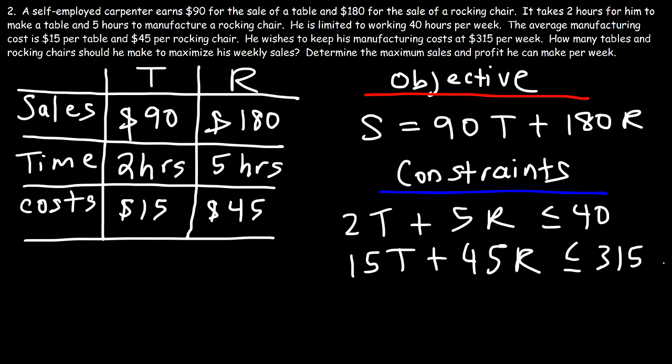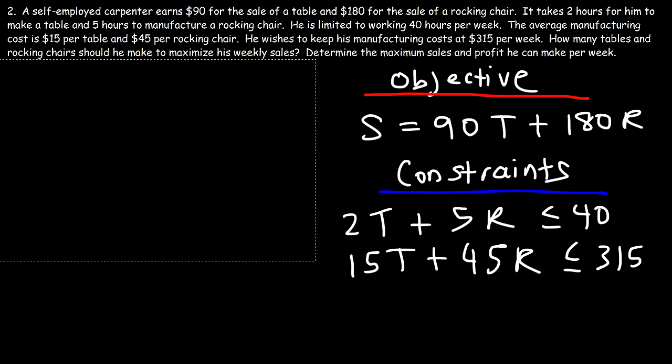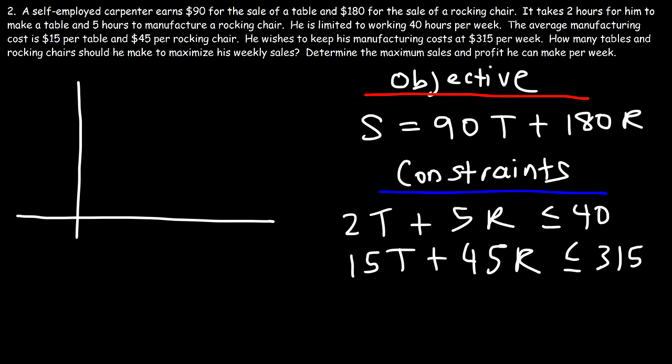So now we have the two constraints and the objective function. So we don't need this table anymore. Now what we need to do is make a graph using the first quadrant. So let's put t on the x-axis and r on the y-axis. Now let's start with this equation.